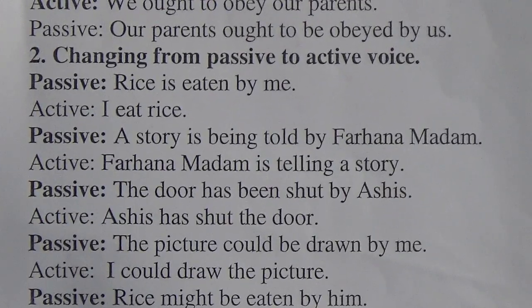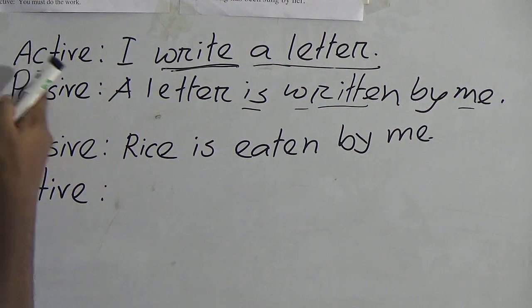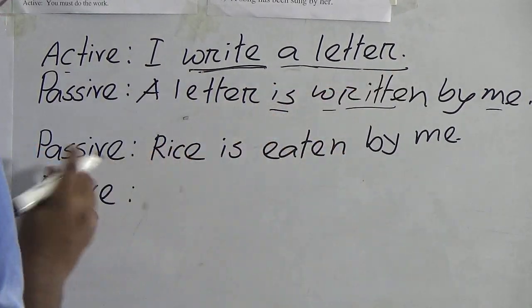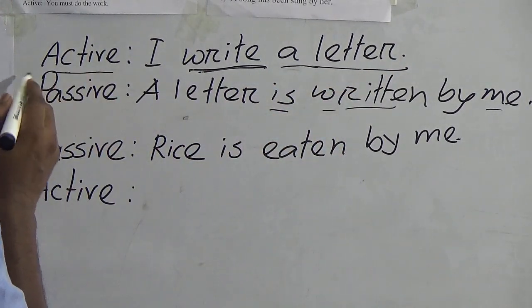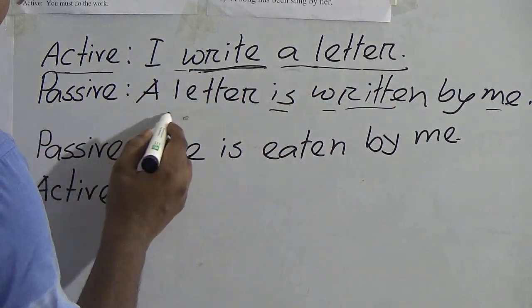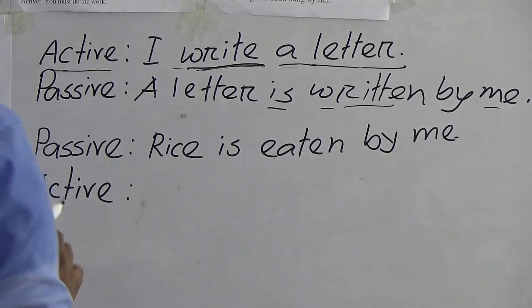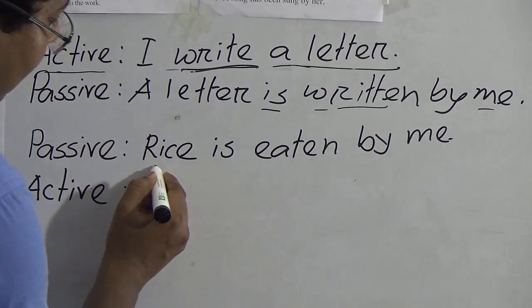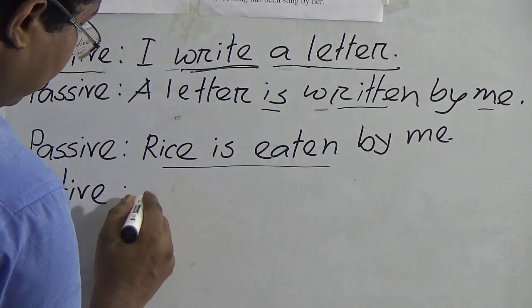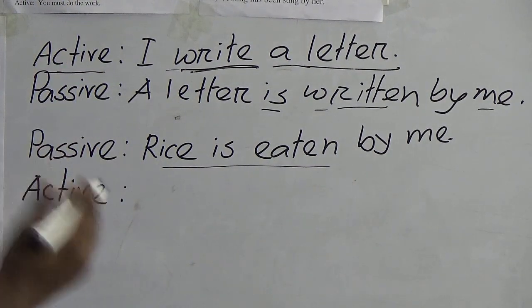Now come here, please. Rice is eaten by me. Before that, look at the sentences, active voices. I write a letter. So all active voices are of one kind of tense. This is present indefinite tense. And in passive voice, a letter is written to me, this is not a part of tense. This is not a tense. So we will do it active, or we will have to make it one kind of tense.